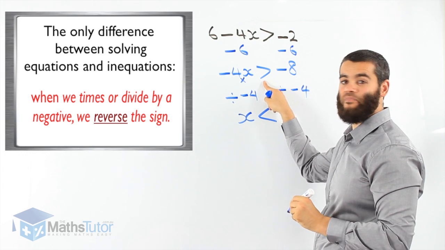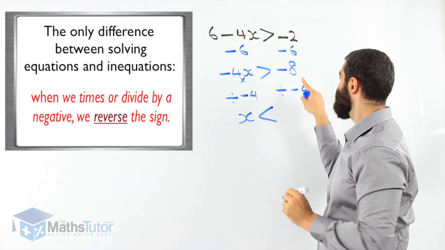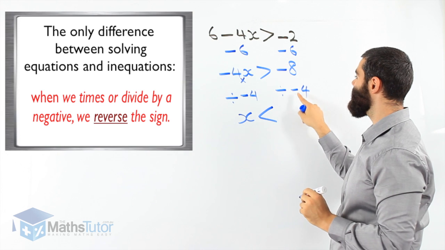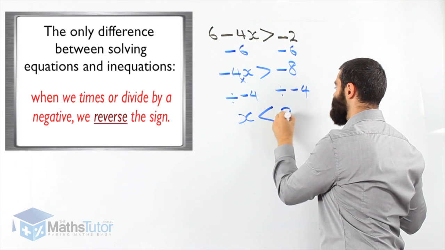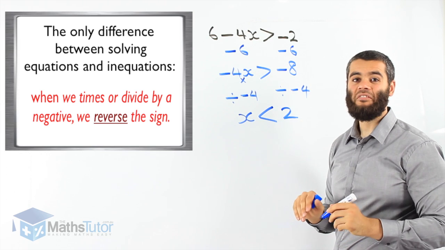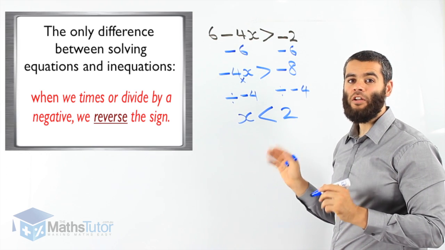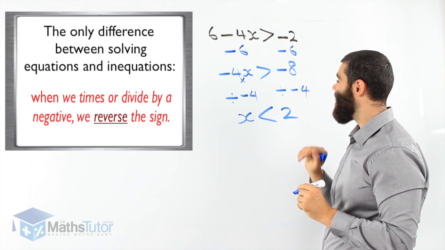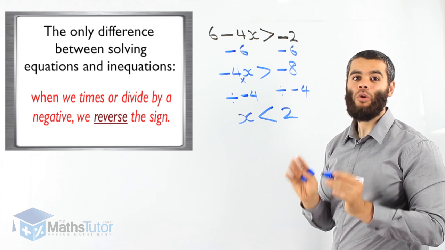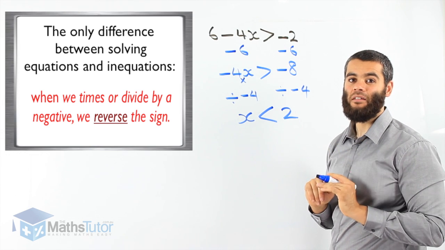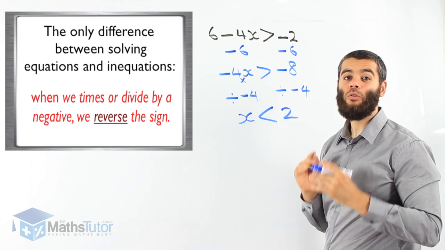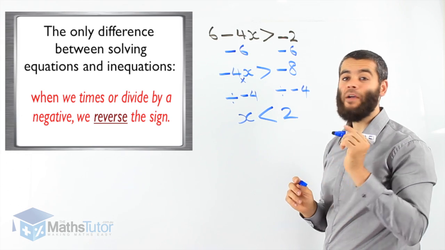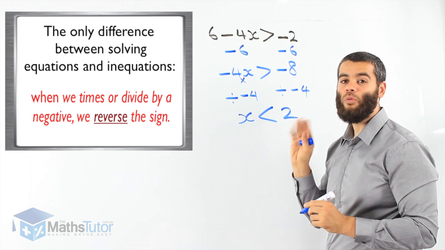It was a greater than, it became a less than. Negative 8 divided by negative 4 is 2. x is less than 2. When do we do that? We are multiplying or dividing by a negative. That is the only difference. Remember that. Always look: am I multiplying or dividing by a negative? If I am, I must reverse the sign all the time.